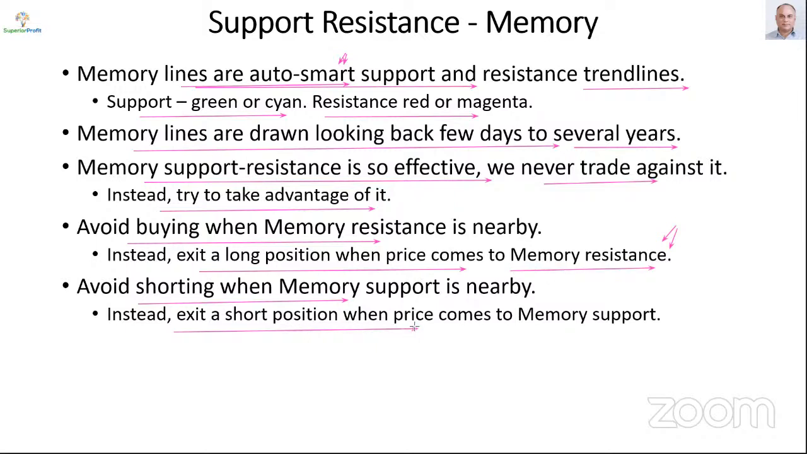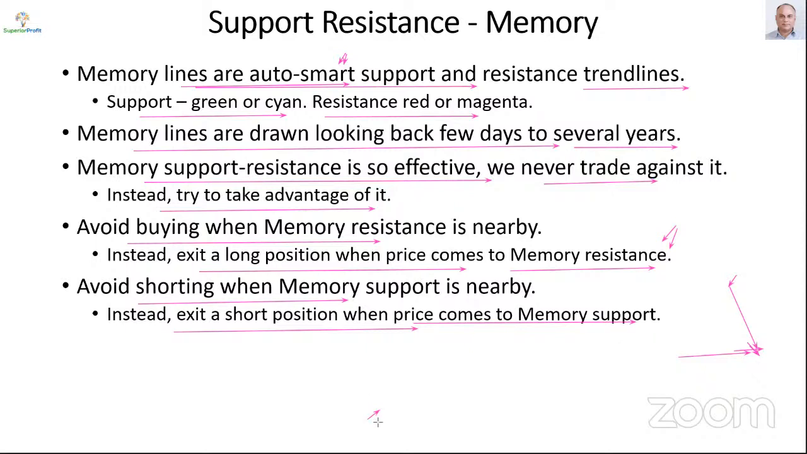If we took a short trade, we already knew memory support is there. And we assess the reward risk at the entry point itself. And if the memory support did not provide enough reward, we would not have taken the trade. So if we took a short trade, we knew a memory support is there. We already calculated that if price came there, our reward risk would be attractive. So we would exit the trade at trend line support.